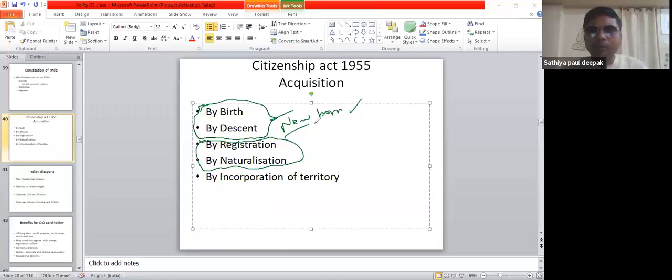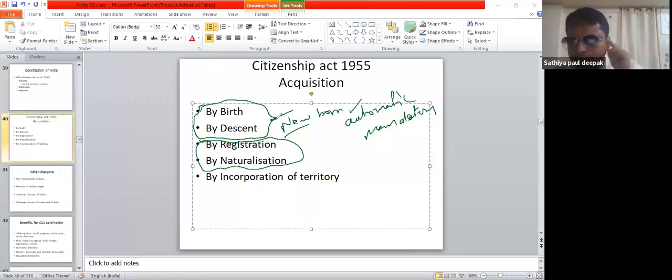One more point you must remember for the prelims examination: by descent and by birth is automatic and mandatory. Automatically the child is eligible if they fulfill the criteria, and 100% the government has to give their citizenship. The government cannot say, I will not give citizenship like that. It is mandatory.